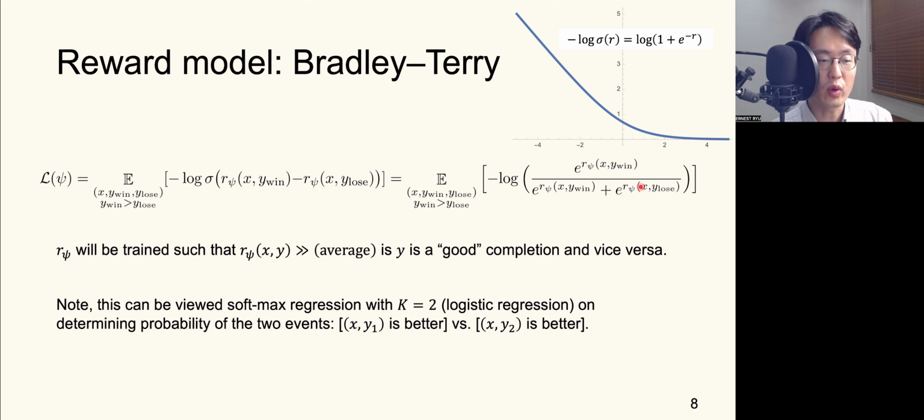And if you stare at this for a while, you can notice that this can be interpreted as an instance of softmax regression. So this training of the Bradley-Terry model can be viewed as softmax regression with two classes. The goal is to learn the probability of the following two events: x comma y1 is better versus x comma y2 is better. So we're doing softmax regression on these two classes, and that's the interpretation that comes from writing the loss in this way.